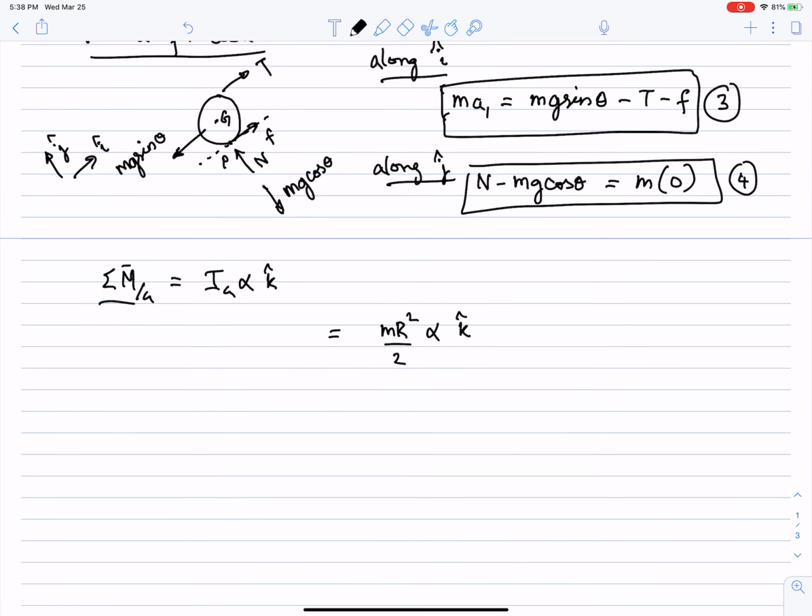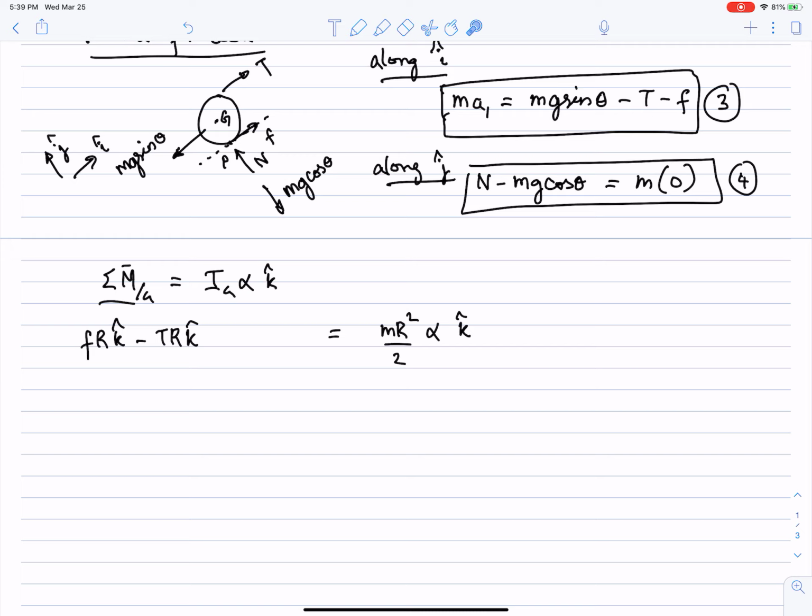Sum of all moments about G. N passes right through G, does not have a moment. F does have a moment. It's F times R, and it's in the anti-clockwise direction, so it's F R k. T has a moment about G. It's T times R, and that's in the clockwise direction, so it's got a negative sign. And mg sine theta has no moment about G because it passes right through it, nor does mg cosine theta because it passes right through it. So this is actually the moment.